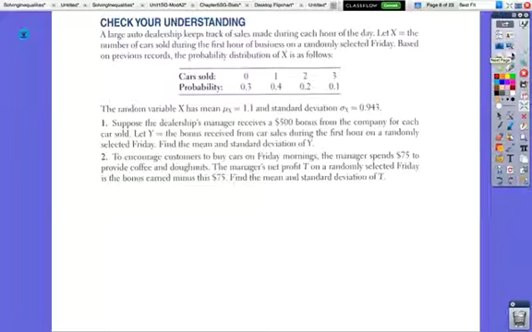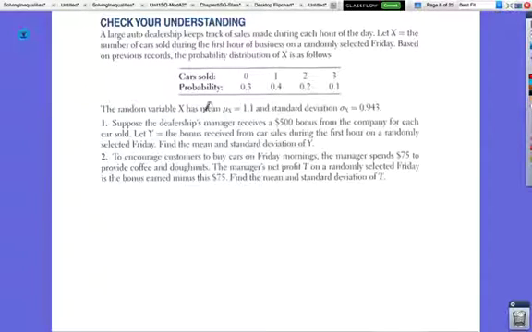So a large auto dealership keeps track of sales made during each hour of the day. Let X equal the number of cars sold during the first hour of business on a randomly selected Friday. Based on previous records, the probability distribution of X is as follows. So we're going to let the random variable X have a mean, mu sub X, equal to 1.1 and a standard deviation, sigma sub X, equal to 0.943.